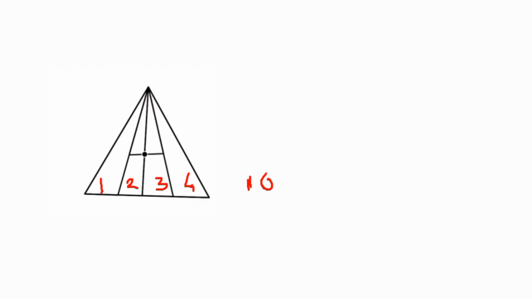Now consider the triangle which is formed inside. How many bases are there? 1, 2. So how many triangles will be formed there? 1 plus 2, 3 triangles. So in total 10 plus 3, 13 triangles are there.